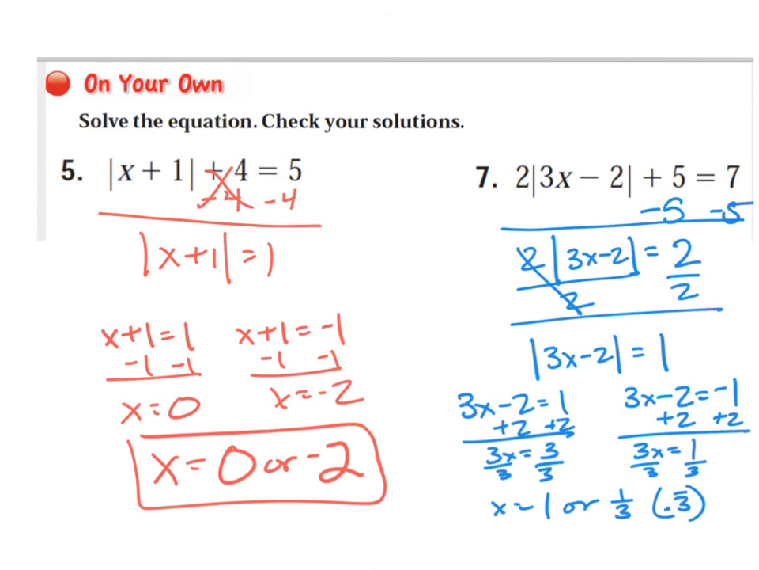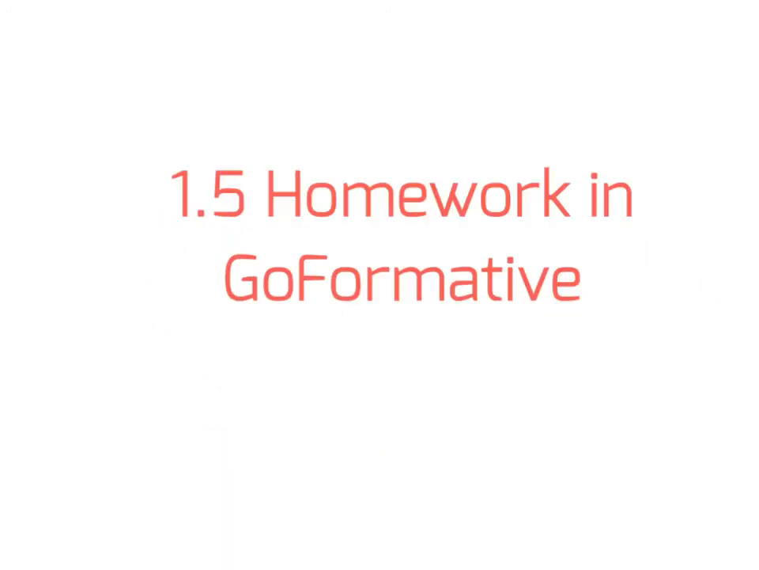So please make sure you take your time and make sure you know if you can solve it or not. Get the absolute value by itself. This is definitely going to take some practice. So your 1.5 homework is in Go Formative. You do that after you watch this video.